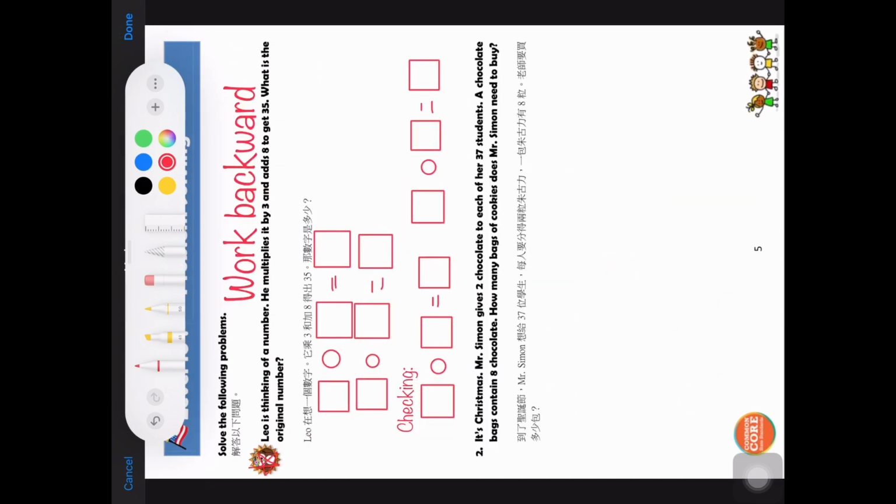Let's move on to the OWL question on page 5. Leo is thinking of a number. He multiplies it by 3 and adds 8 to get 35. What is the original number? Again, we may use work backwards. The final answer he got is 35. So we may start with 35.